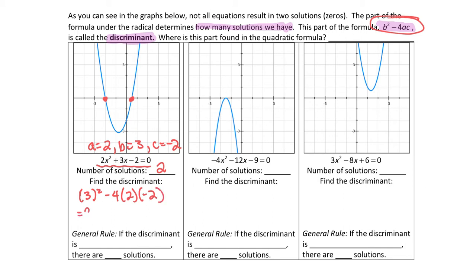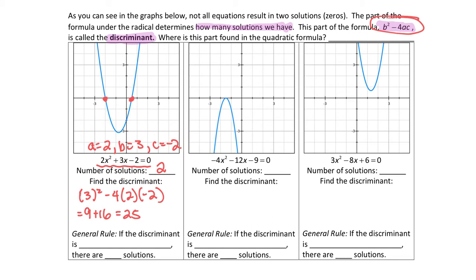Let's see, I'm going to get 9 minus, or actually it's going to be plus because a negative and a negative. 4 times 2 is 8 times -2, I already made it a plus, is 16, and that's going to equal 25. I'm going to do the general rules after I've looked at all the examples, and let's see if we can come up with a rule.